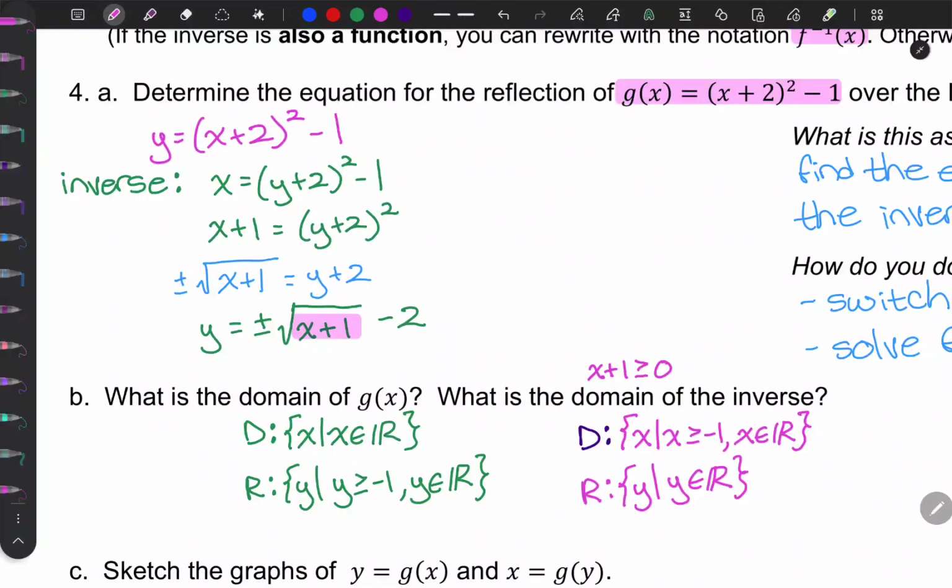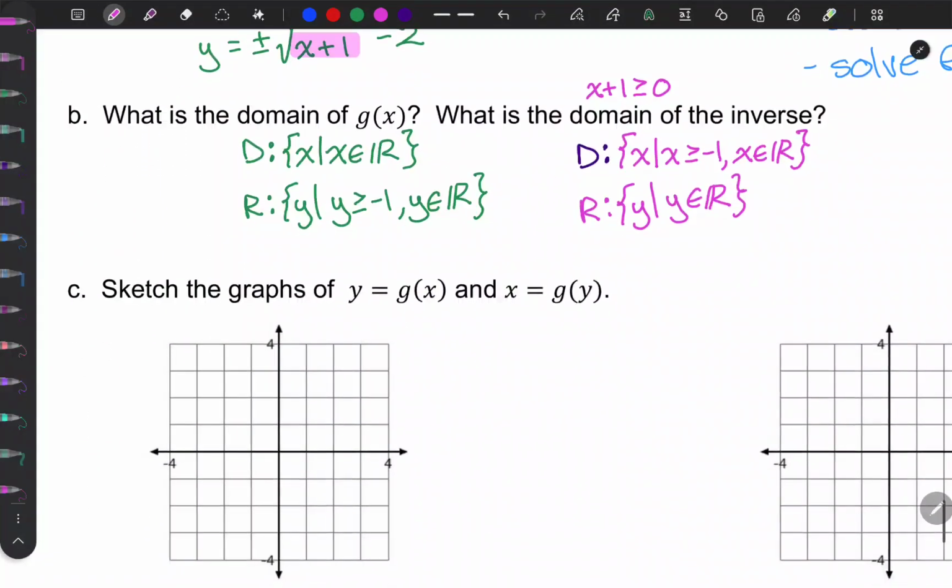Now, can we take a moment to compare that domain and range? Hopefully we notice that the domain of the original function is the same as the range of our inverse. The range of our original function, the same as the domain of our inverse, just with the opposite variable, which makes sense.